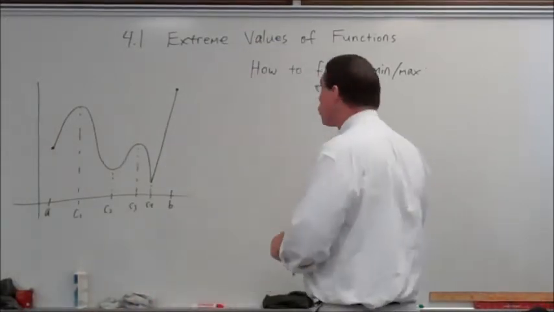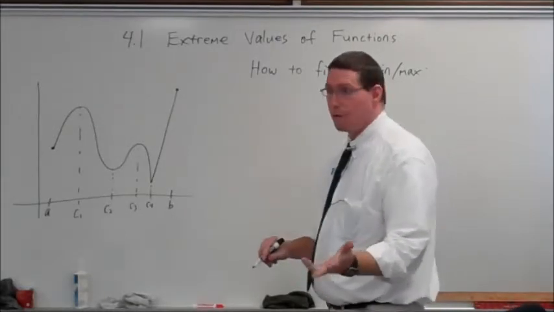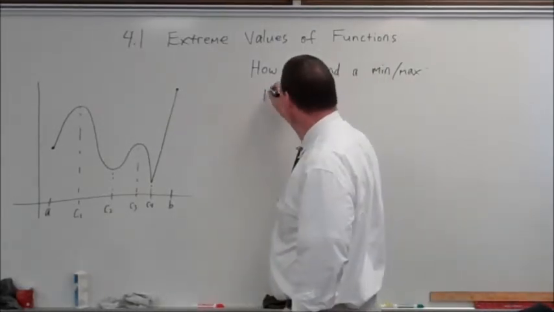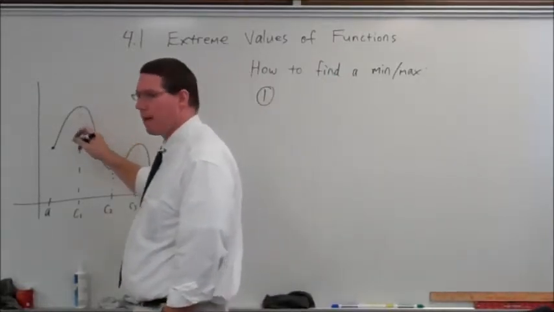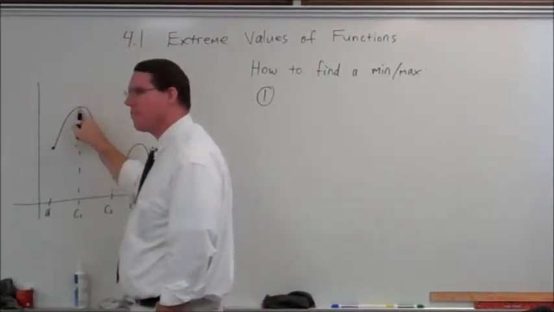All right, there's 3 basic ways to find a minimum or a maximum. The first one is this one right here. When this one was the absolute maximum, what do we know about this in terms of its derivative?